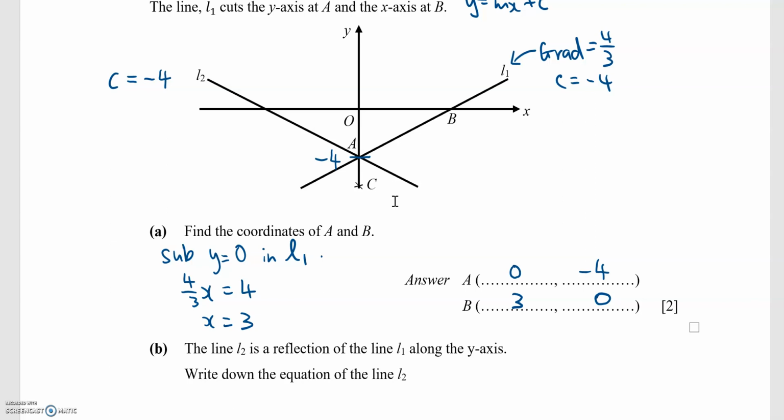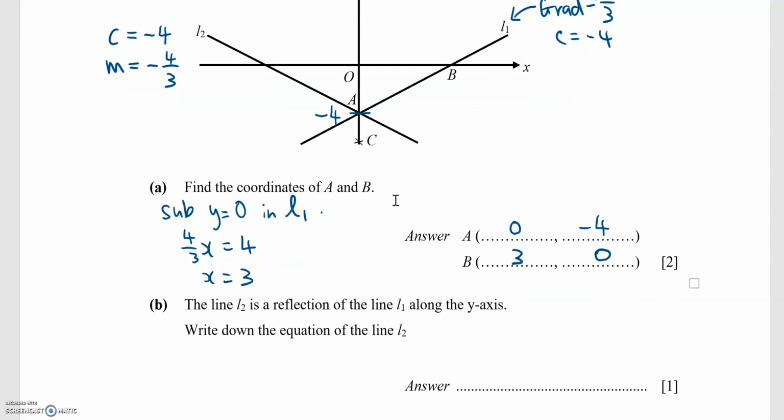And if I have a reflection along the y-axis, the gradient of the line has been changed as well. Instead of it being a positive 4 over 3, it will now be a negative 4 over 3. So I know that my gradient is negative 4 over 3. This will help me write down the equation of line L2 as y equals negative 4 over 3x minus 4.